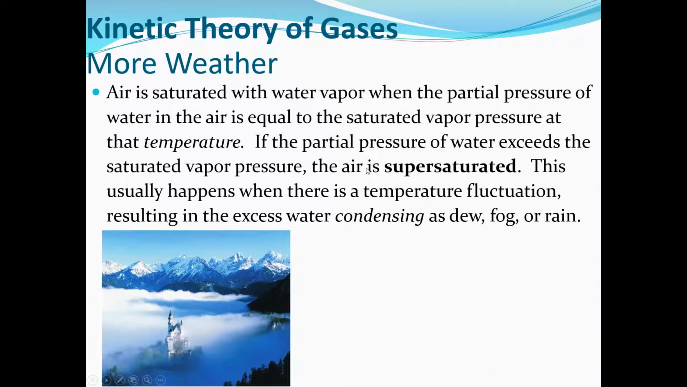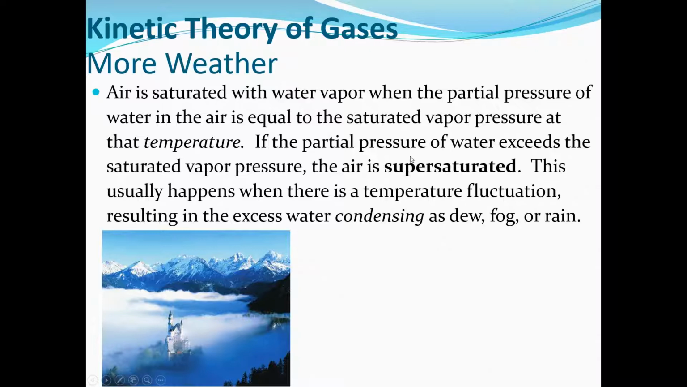Now, a little bit more about this whole partial pressure and water pressure stuff. So, here it's saying that there are actual times where the partial pressure of the water in the atmosphere will actually exceed the saturated vapor pressure. And when this happens, we end up getting what's called a supersaturated setup.